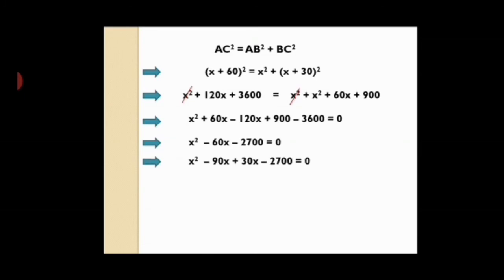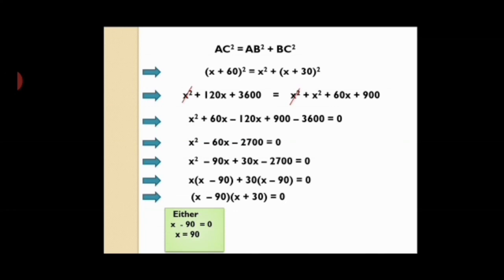Now again we will use the middle term split method for factorization, and the middle term is minus 60. This minus 60 we can break into two parts as minus 90x plus 30x, and then we make groups and we find x into x minus 90 plus 30 within bracket x minus 90 equals 0. The common factor is x minus 90 within bracket x plus 30 equals 0. Either x minus 90 equals 0, x equals 90, or x plus 30 equals 0, x equals minus 30.